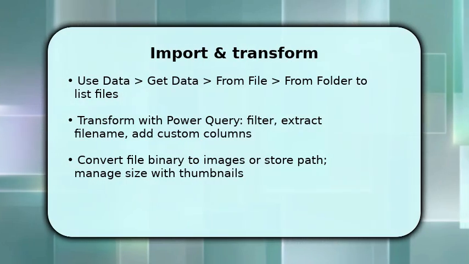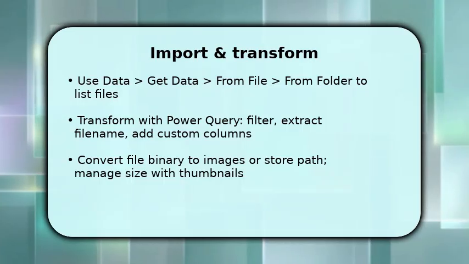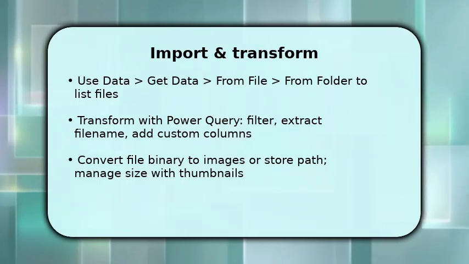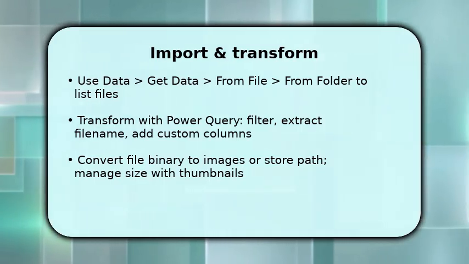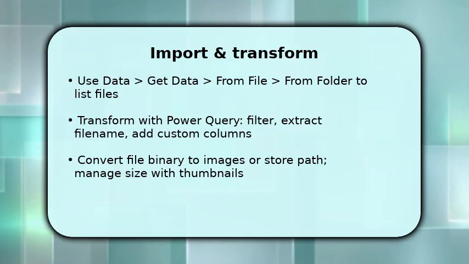You'll next use Get Data from File from Folder to produce a table of files. Once Power Query shows the list, filter unwanted files and extract file name, date, or metadata using built-in transforms.